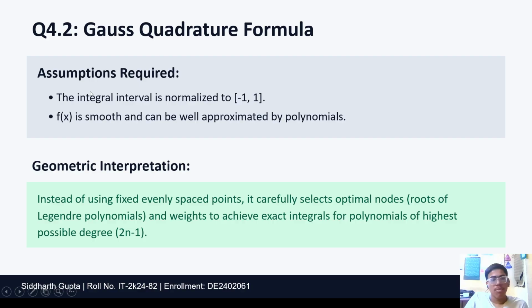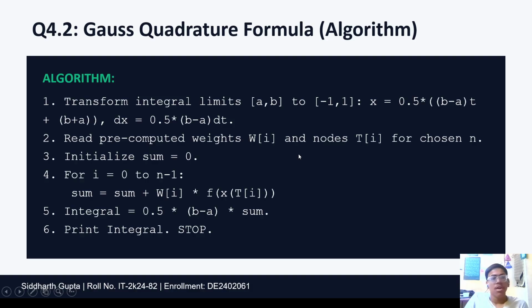For the Gaussian quadrature formula, we already know that it integrates from -1 to 1. We will assume that the integral interval is normalized to -1 to 1, and f(x) must be smooth. The geometrical interpretation: instead of using fixed evenly spaced points, it carefully selects the optimal nodes, the roots of Legendre polynomials, and weights to achieve exact integration of polynomials of the highest possible degree, 2n minus 1. Now moving on to the algorithm for Gaussian quadrature.